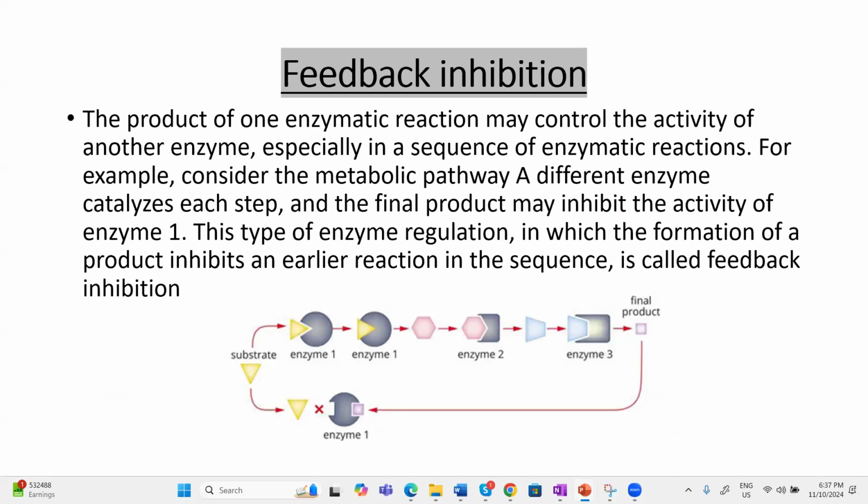In a metabolic pathway, the product of one step is used as a substrate in the second step, and there is a continuous chain reaction of four or five steps. What happens then? If the end product is produced in excess, it will bind to the allosteric site and stop the first step only. Different enzymes are used to catalyze each step, and the final product may inhibit the activity of the first enzyme.